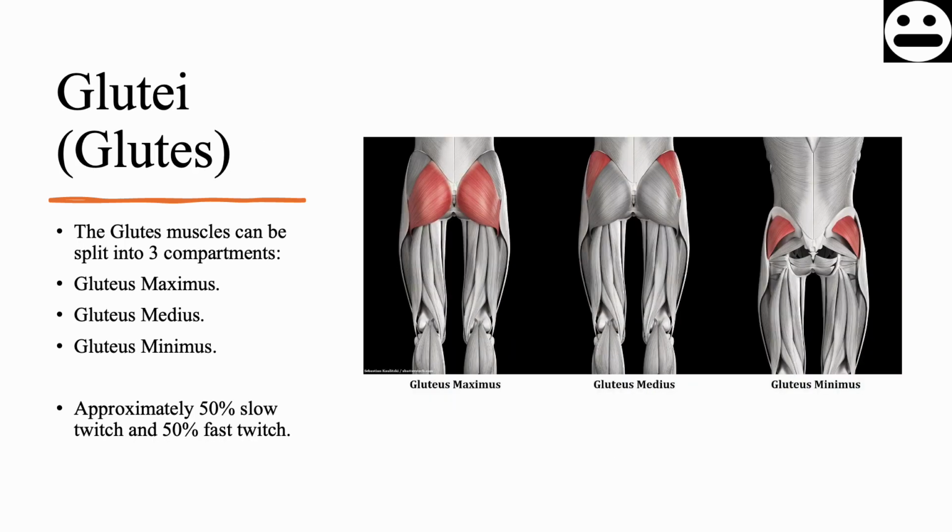Next we have the glutes. And the glutes are split into three compartments. You have the glutes maximus, glutes medius, and glutes minimus. The minimus are deep muscles, and the medius and the maximus are superficial, so they can be seen from the outside. And they are approximately 50% slow twitch and 50% fast twitch.